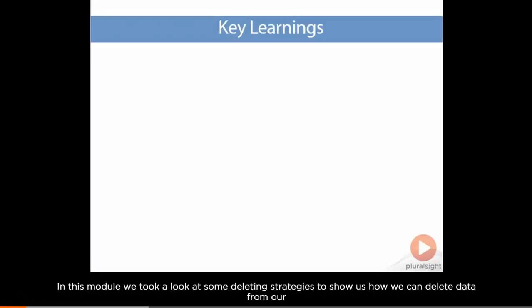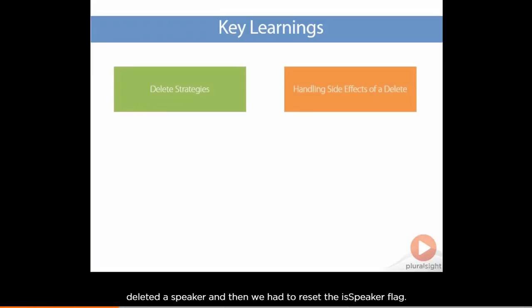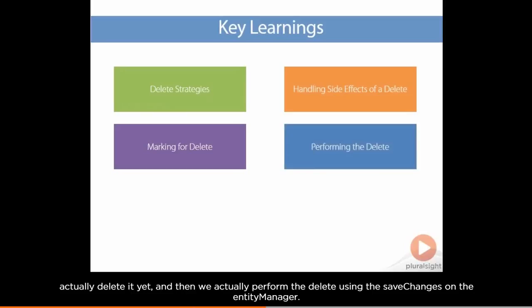In this module, we took a look at some deleting strategies to show us how we can delete data from our application. And we just wrapped up with how we can handle some of the side effects of a delete, such as when we deleted a speaker and then we had to reset the isSpeaker flag. We saw how Breeze allows us to mark an entity to be deleted using the entity aspect on the entity. So we can say entity.entityAspect.setDeleted, and that tells Breeze that this entity is ready to be deleted. It doesn't actually delete it yet. And then we actually perform the delete using the save changes on the entity manager.